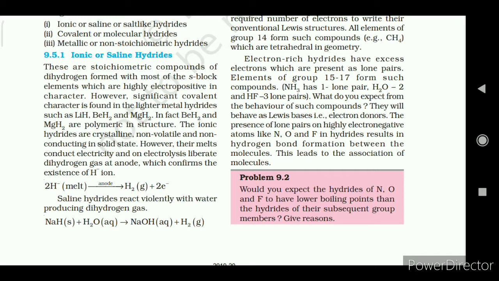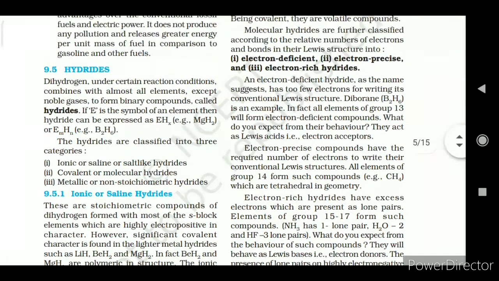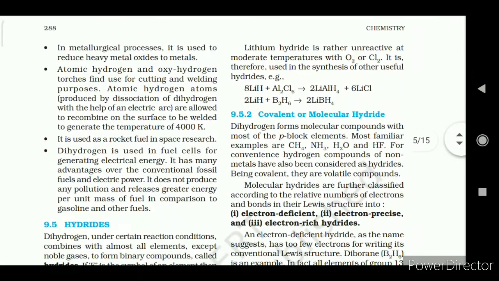Lithium hydride is rather unreactive at moderate temperatures with O2 or Cl2. It is therefore used in the synthesis of other useful hydrides. 9.5.2 Covalent or molecular hydrides. Dihydrogen forms molecular compounds with most of the p-block elements. Most familiar examples are CH4, NH3, H2O, and HF. For convenience, hydrogen compounds of nonmetals have also been considered as hydrides. Being covalent, they are volatile compounds.